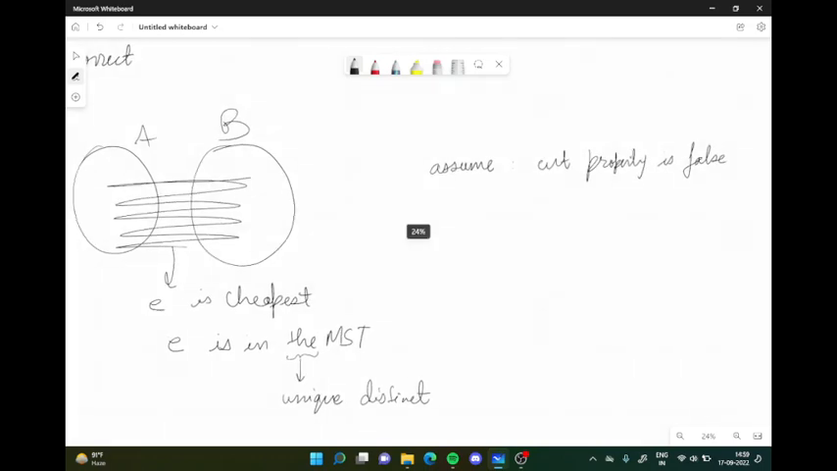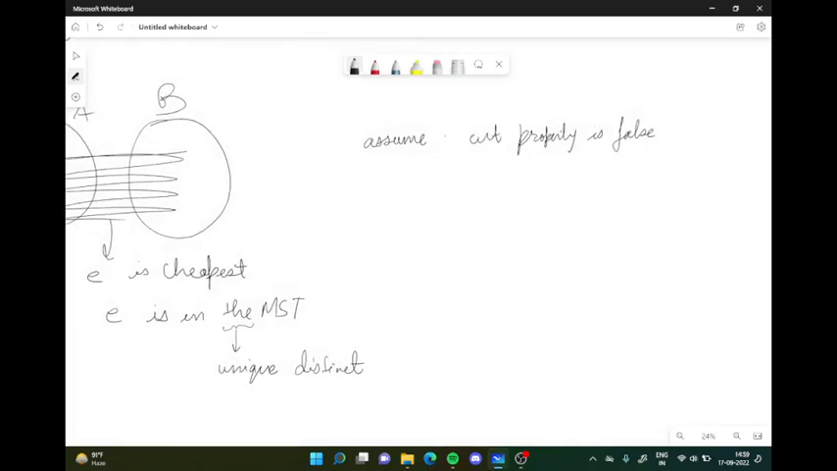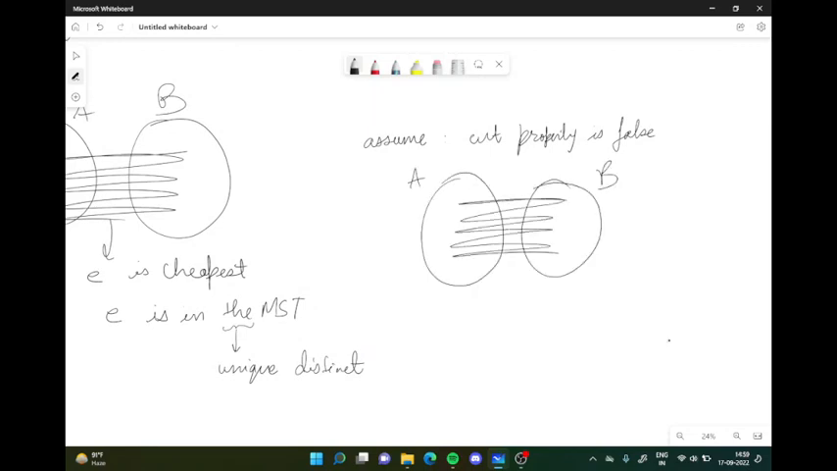What does this mean? This means that for cut A and B of graph G, there are some edges. There is an edge E which is the cheapest one, and there is an edge E star which is not the cheapest one. Now, if we say that the cut property is false, we say that this edge E is not present in the MST, even though it is the cheapest one crossing the cut A and B.